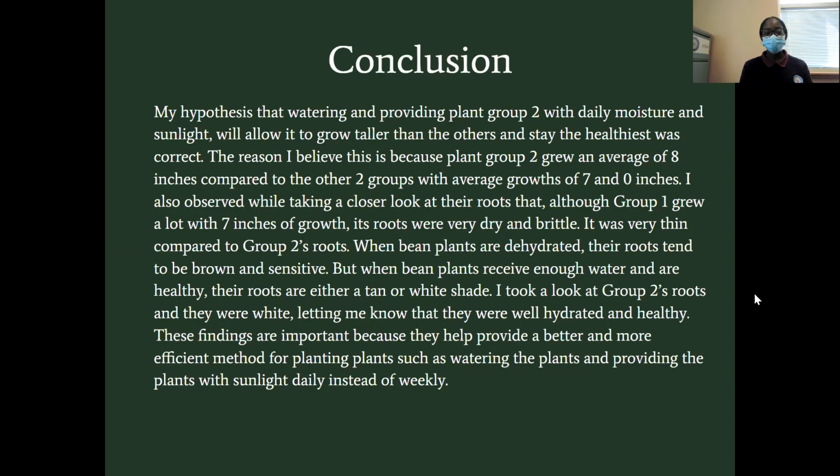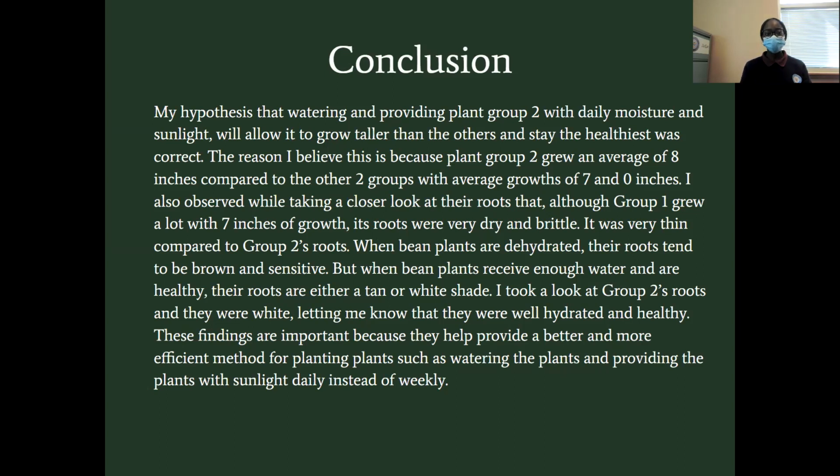My conclusion. My hypothesis that watering and providing plant group 2 with daily moisture and sunlight will allow it to grow taller than the others and stay the healthiest was correct. The reason I believe this is because plant group 2 grew an average of 8 inches compared to the other two groups, with average growths of 7 and 0 inches.